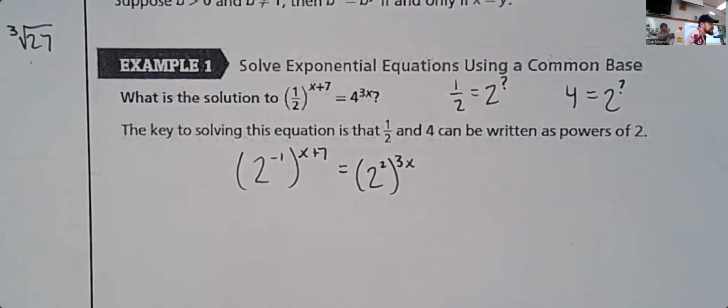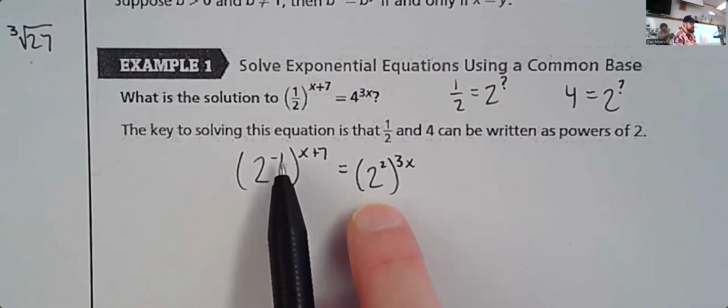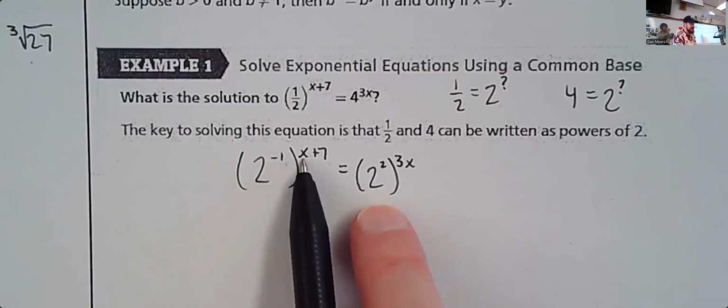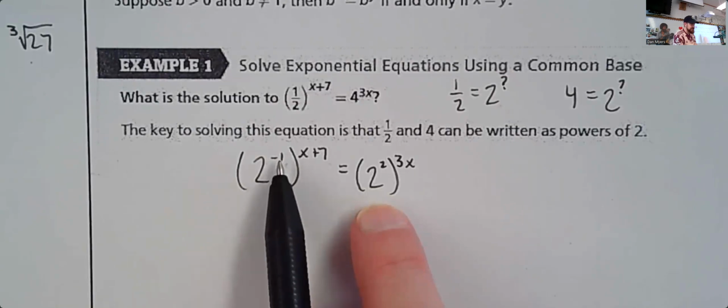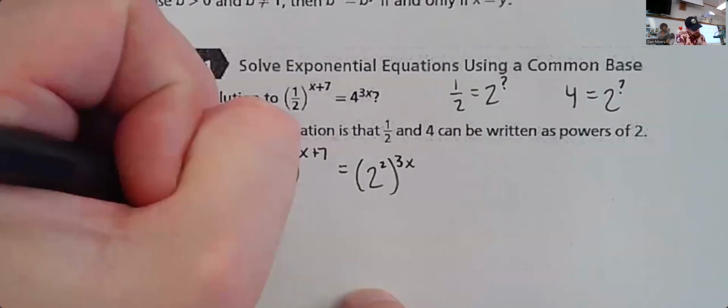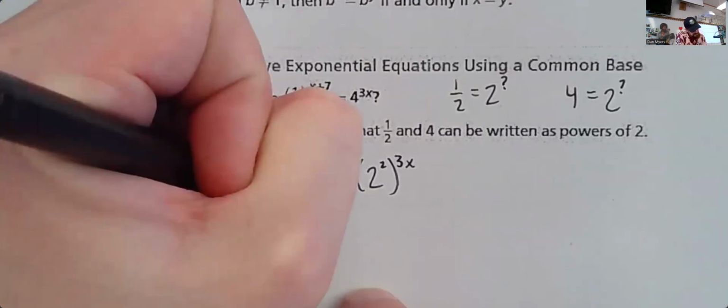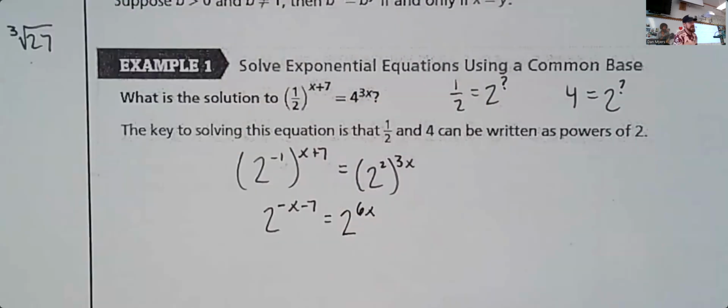All right. So when we're dealing with exponent rules, you're allowed to multiply exponents with a power to a power. So we can actually get rid of this exponent and combine it with this exponent. Because power to a power means multiply this exponent by that exponent. So this would be 2 to the opposite x minus 7 equals 2 to the 6x.